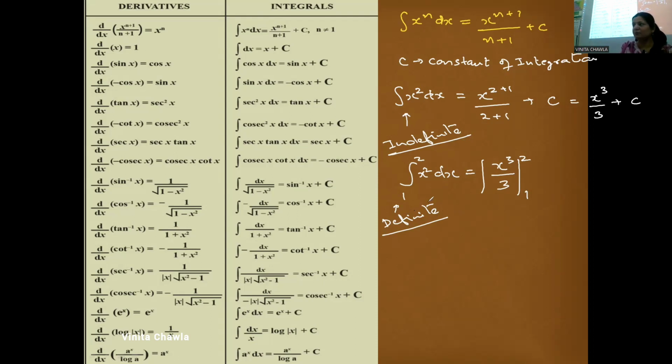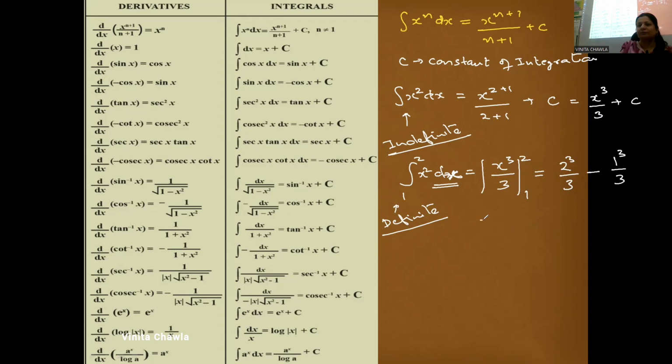Okay. Now what we do is, first we will write the upper limit in place of x. Because here we have dx, and we are integrating with respect to this x, right? So these limits belong to x only. So first we will put the upper limit in x. The upper limit is 2, so in place of x, we will write 2. It's 2 cubed by 3. And then we will write the minus sign. And now you put the lower limit in x. So when we put the lower limit in x, we get 1 cubed by 3.